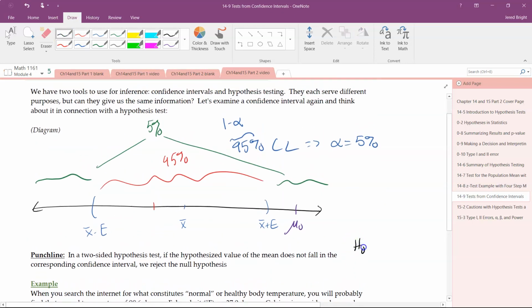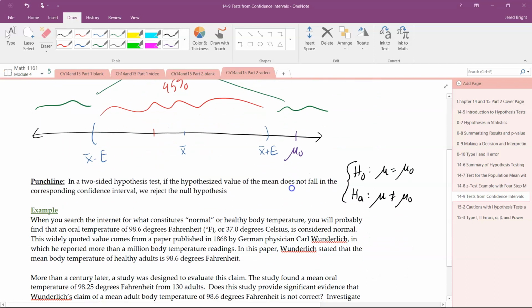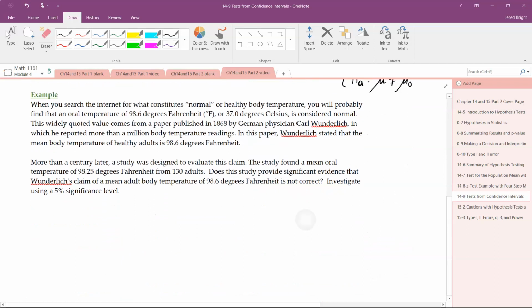But the idea is, if you have your null and alternate set up as mu is equal to mu naught, and then mu is not equal to mu naught, so that it's two-sided, if your mean is in there, then you would fail to reject. If the mean is not in your confidence interval, like this picture, then I would reject the null hypothesis. Okay, so let's use that idea in an example.